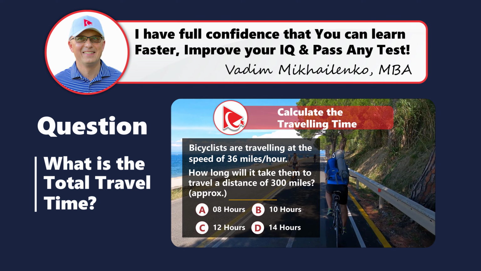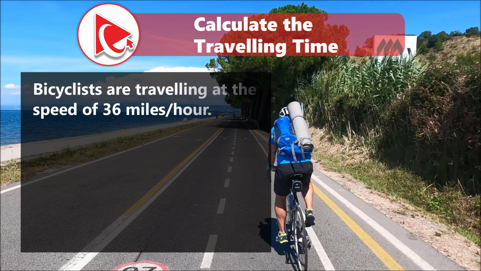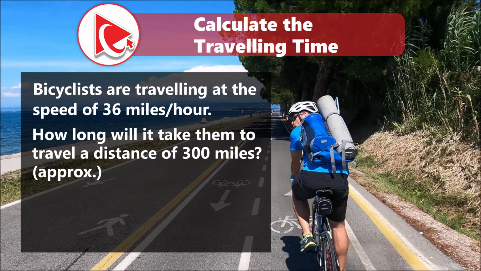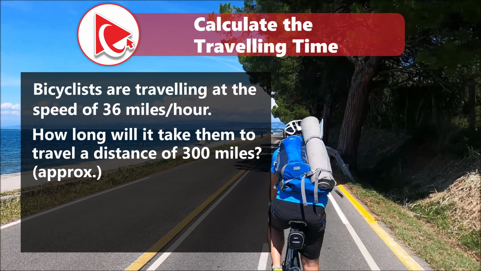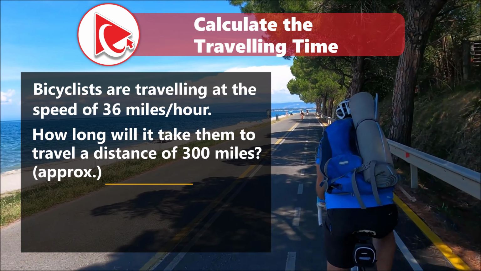Here's the quick question to keep you sharp and test your math skills. Bicyclists are traveling at the speed of 36 miles per hour. How long will it take them to travel the distance of 300 miles? You need to find out approximate value and select one of 4 possible choices.